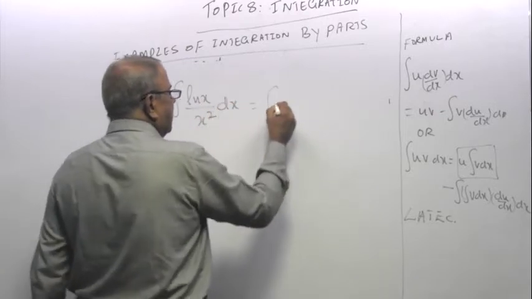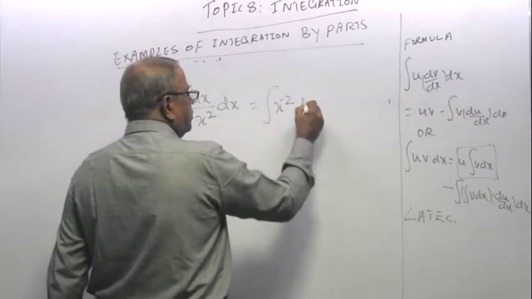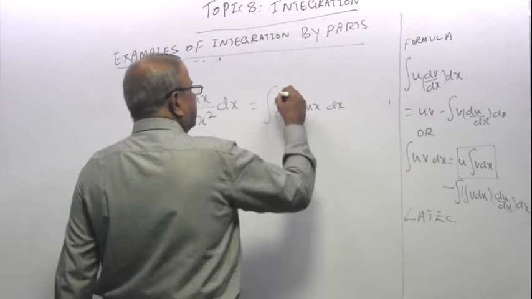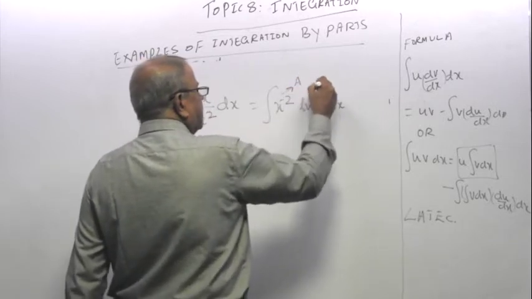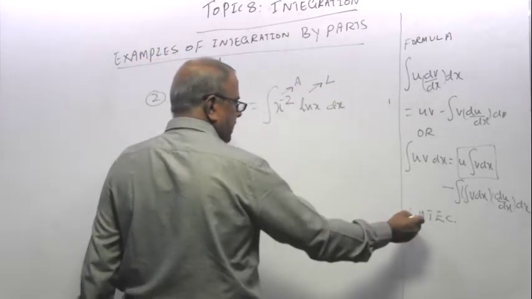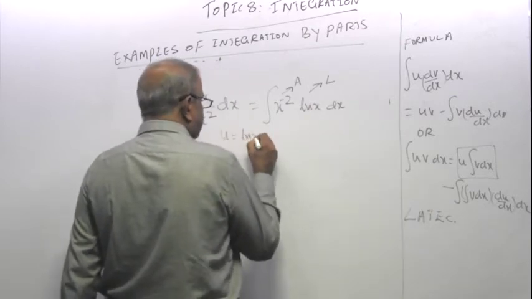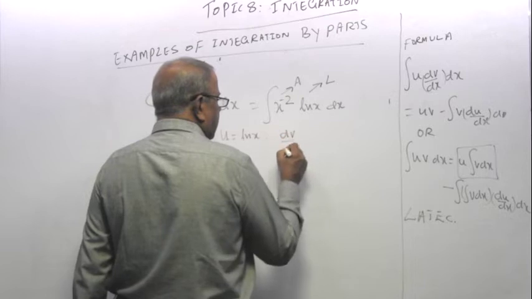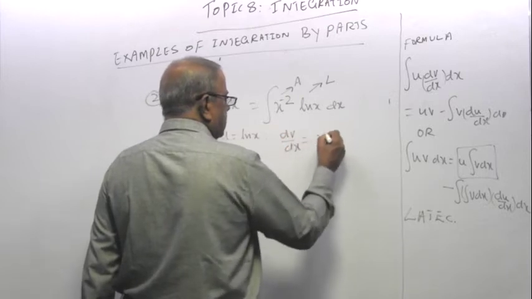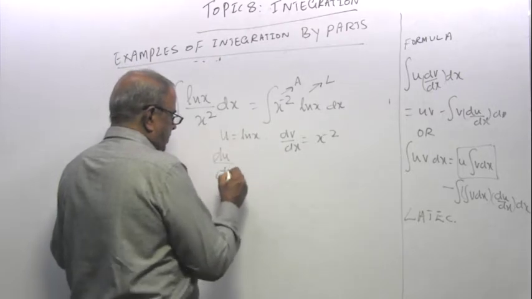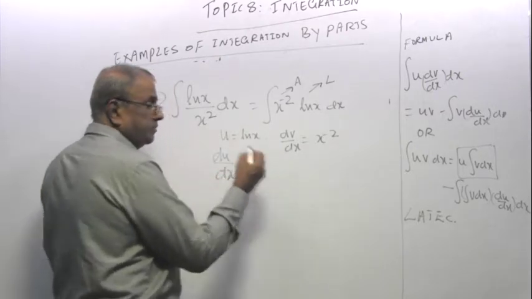Which I can write as x power minus 2 ln x dx. This is algebraic, that is log. L comes first, A comes next. So u is ln x, dv by dx is x power minus 2, so du by dx is 1 over x.